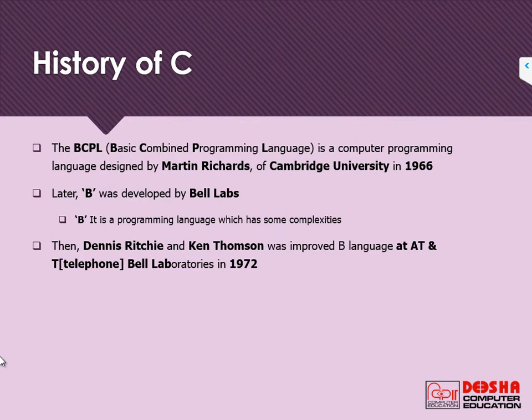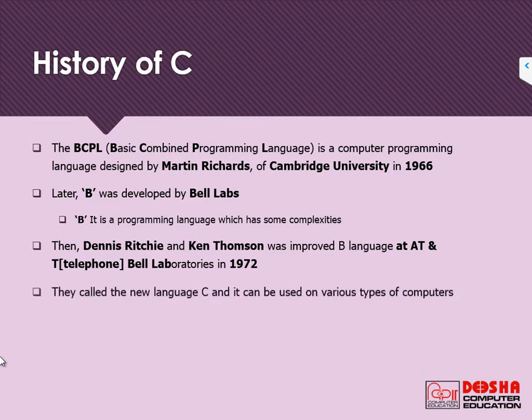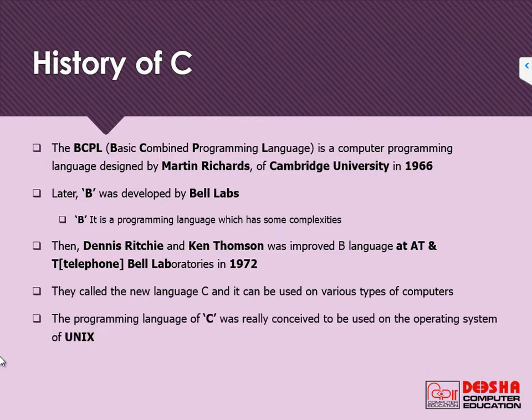Dennis Ritchie and Ken Thompson improved the B language at AT&T's Bell Lab, and then in 1972 a new language was developed, and they called that language the C language. They called the new language C, and it can be used on various types of computers. The C programming language was really designed to be used on the Unix operating system.